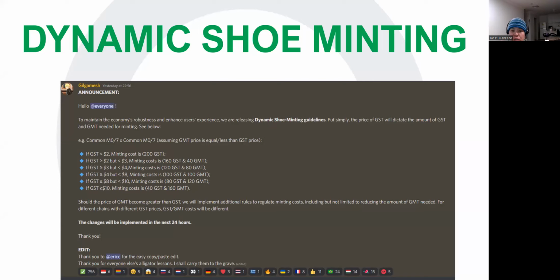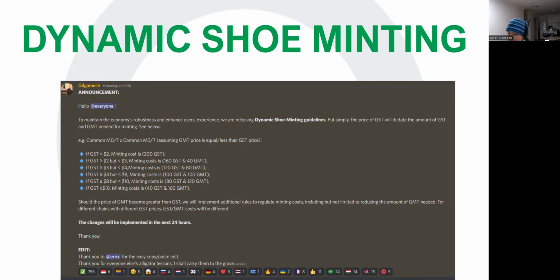And for sure, a lot of you had already heard the news. It was posted yesterday on all the social media pages of StepN that they will be introducing dynamic shoe minting guidelines. According to them, this is to maintain the economy's robustness and enhance users' experience. "We are releasing the dynamic shoe minting guidelines." Put simply, the price of GST will dictate the amount of GST and GMT needed for minting.